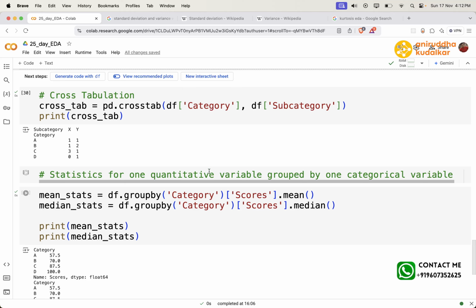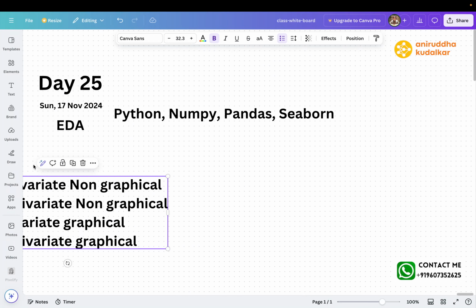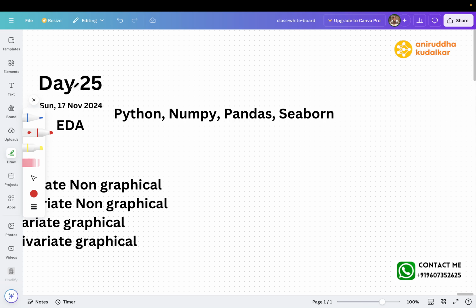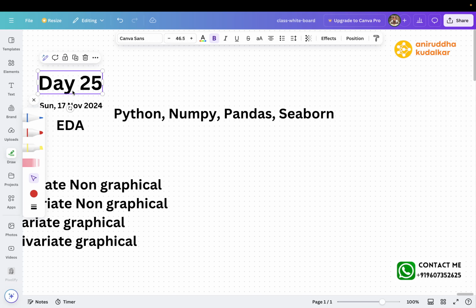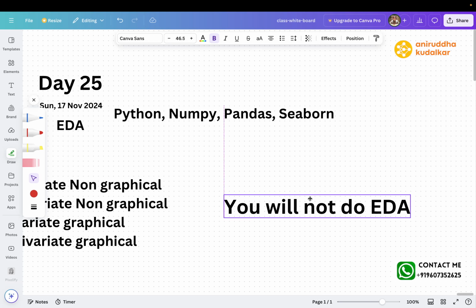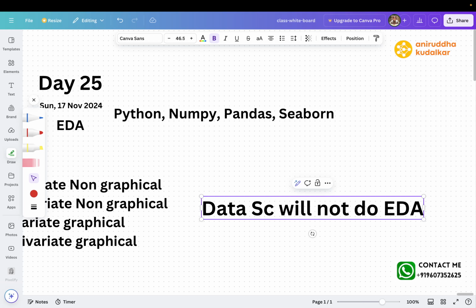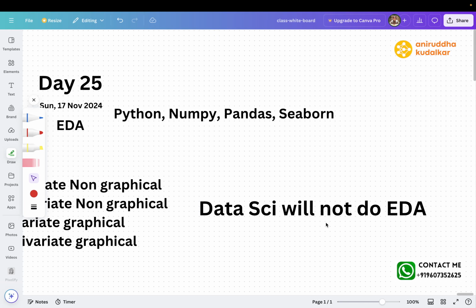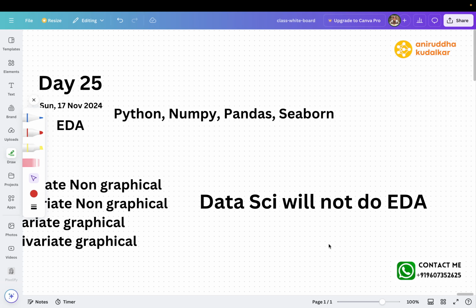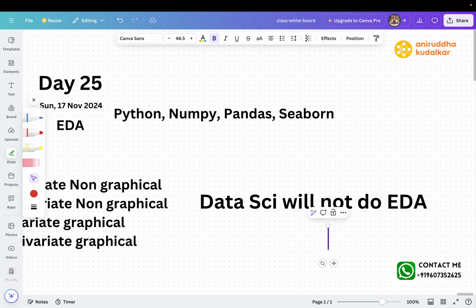One more thing I will add to this: EDA would be outdated. I'm giving you in writing, you will not do EDA. The data scientist, I mean data scientist, will not do EDA. Why? Tools like ChatGPT and others are pro in this.